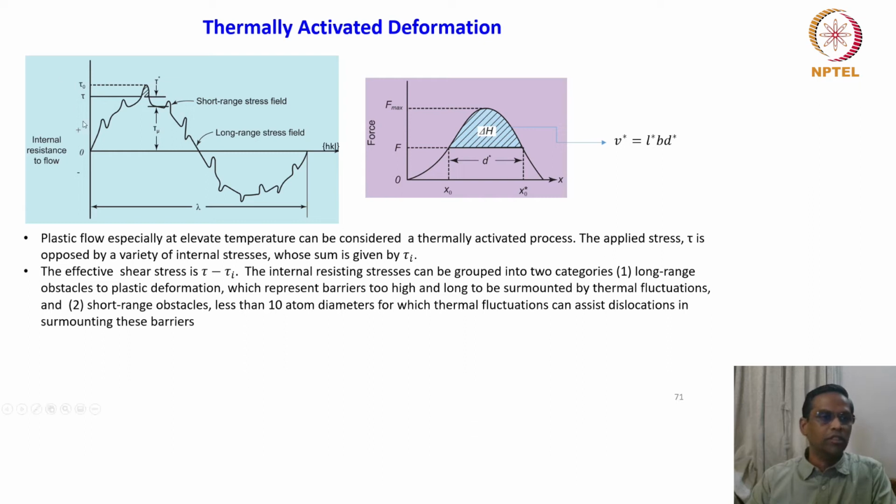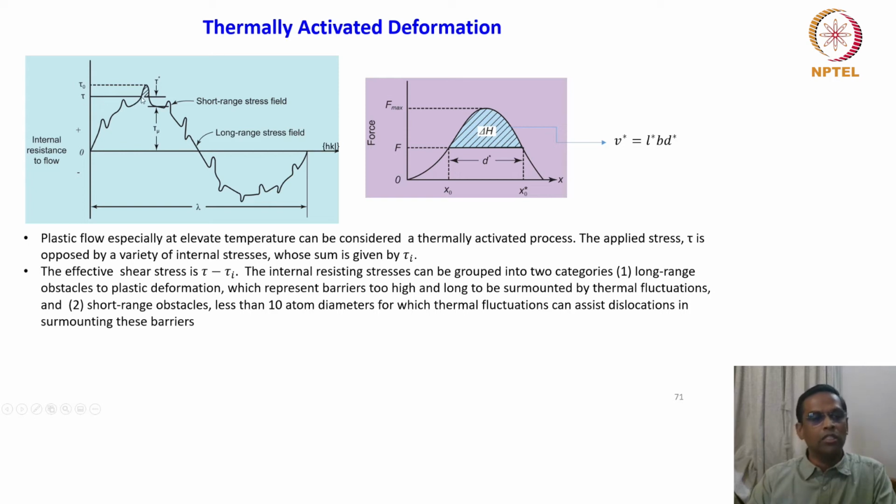So what is shown here is a long range stress, which is represented by the lambda, and then the small peaks are all the overlapping short range stress field. You can see that the short range stress field, whose magnitude is equal to tau naught, is the shaded region above the applied stress tau.